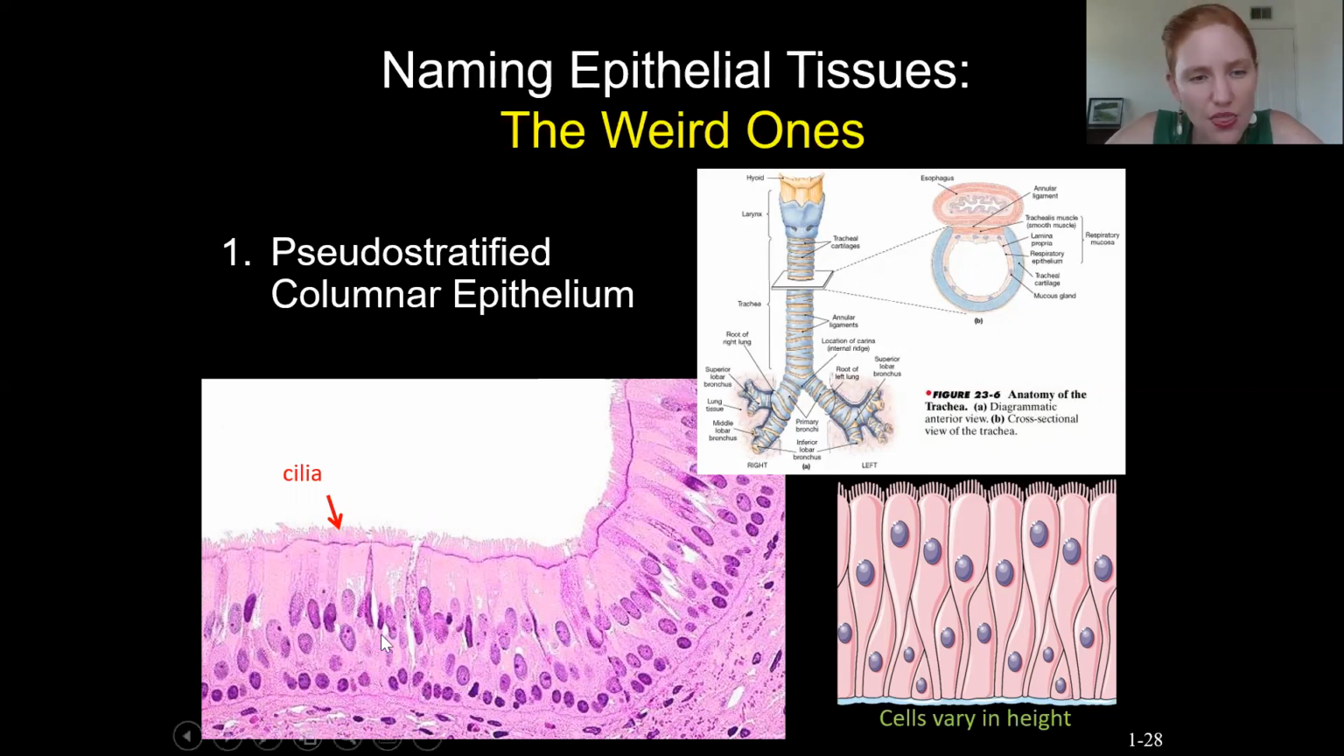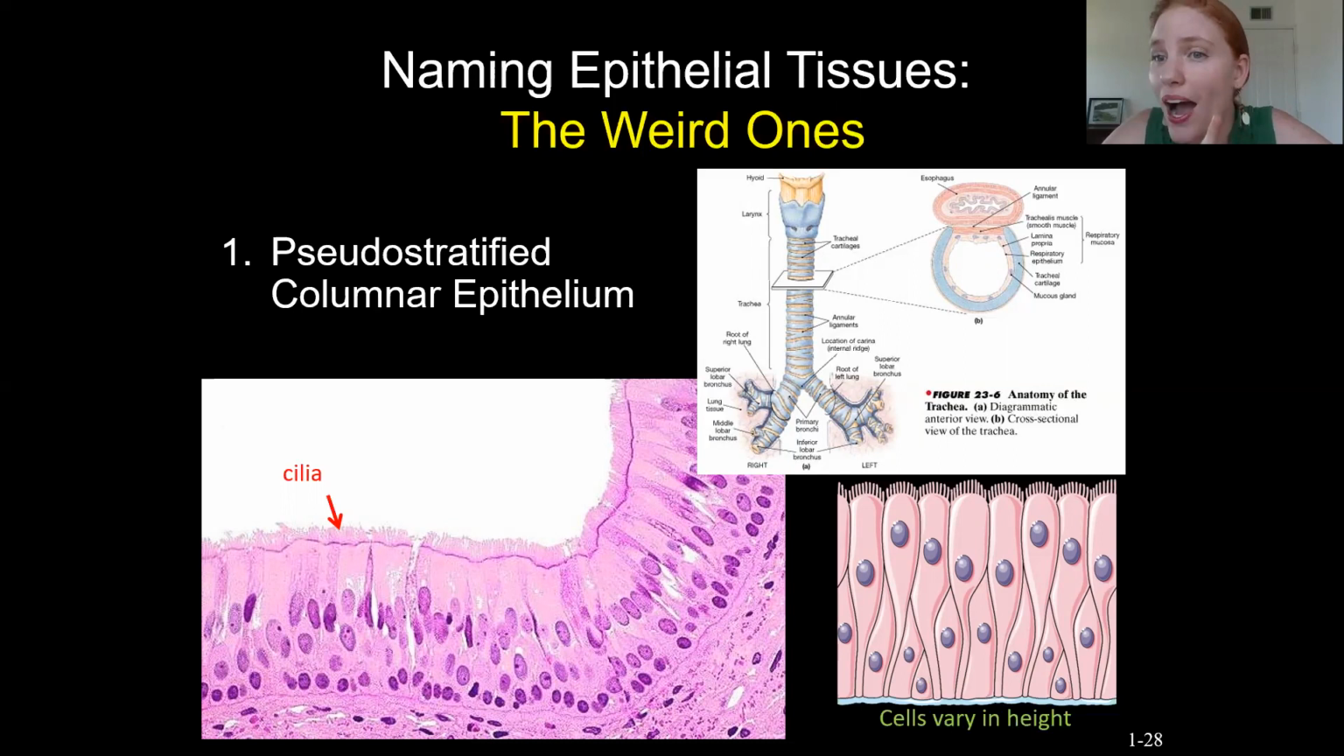So when we look at this tissue, which is this one right here, the free surface epithelium, we look at the purple spots, those are the nuclei, and we see that it looks like there's more than one layer and they're all kind of jumbled on top of each other, okay? But the reason this is called pseudo-stratified instead of stratified is because in reality, there's only one layer.